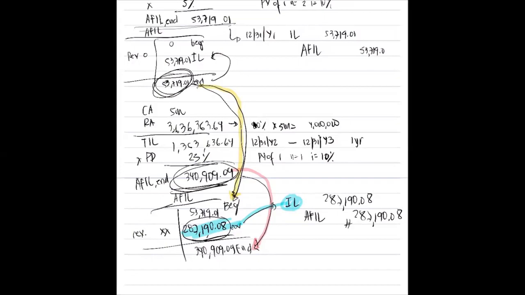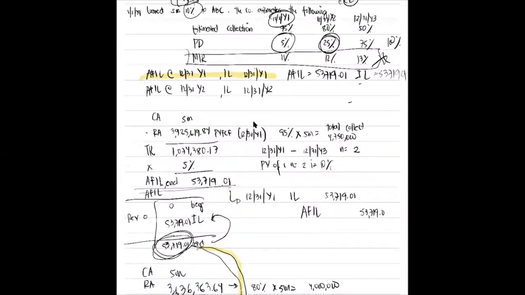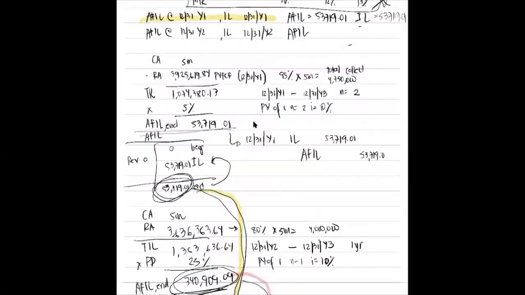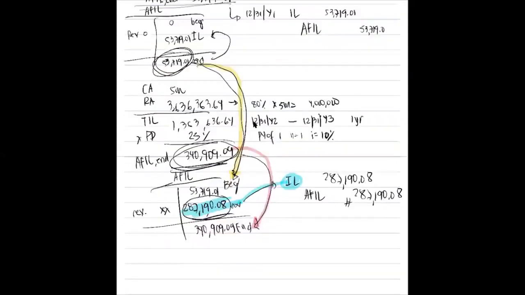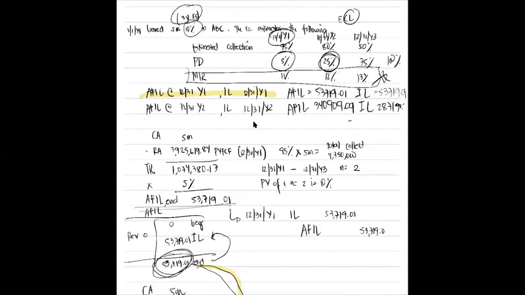Okay, so if you answer, we go back here. What is the amount of our AFIL? The amount of our AFIL is 340,909.09. And then the amount of our impairment loss is 287,190.08. So that is PFRS 9.